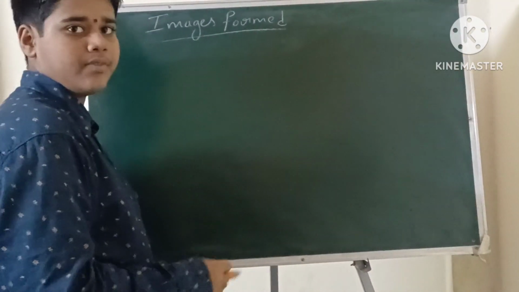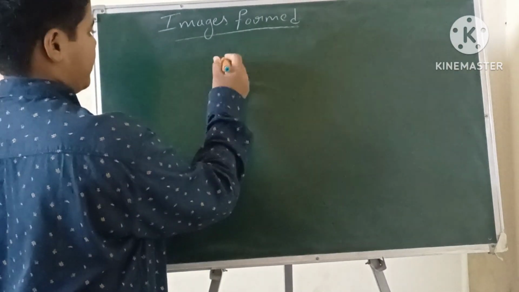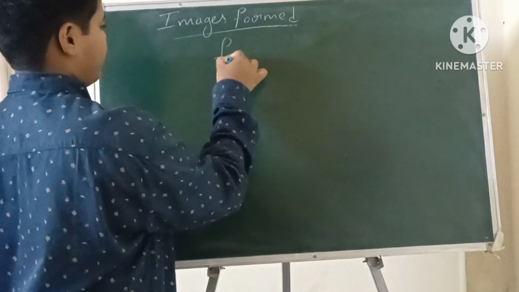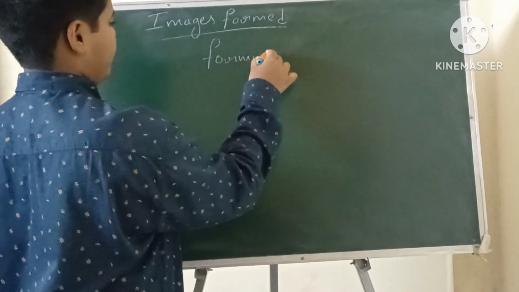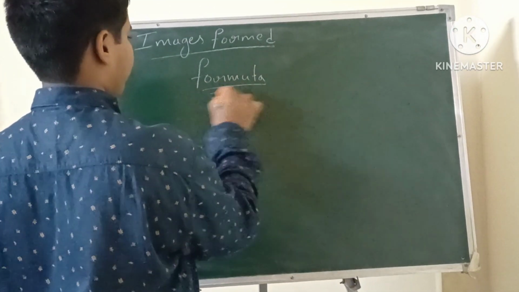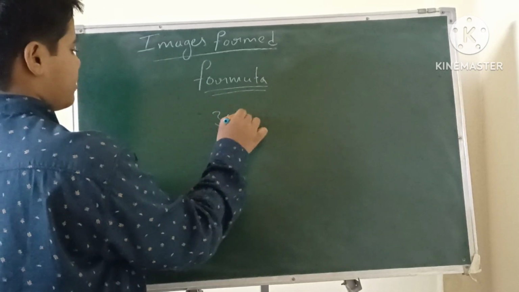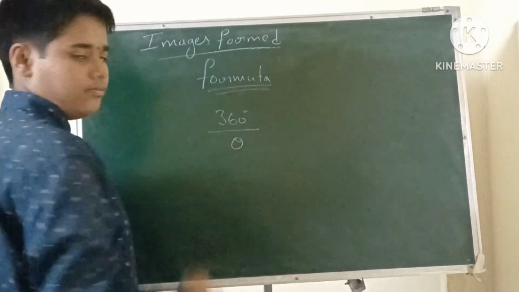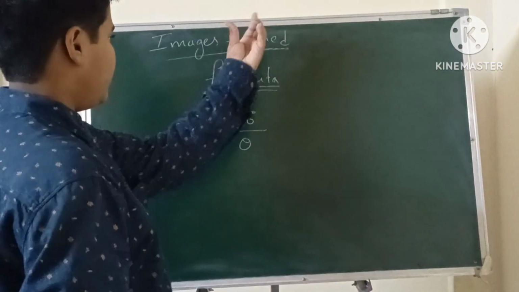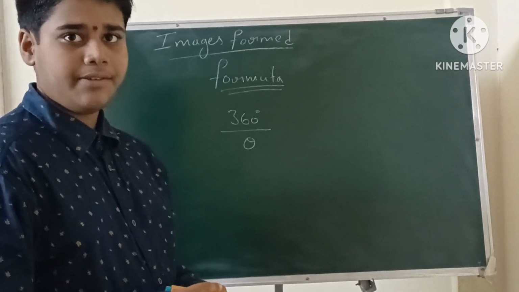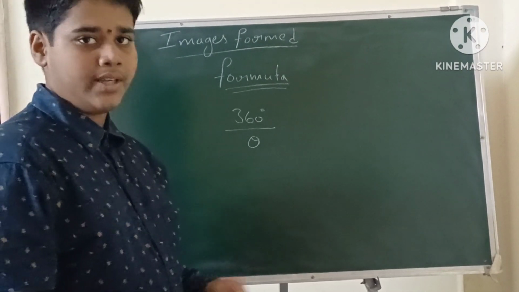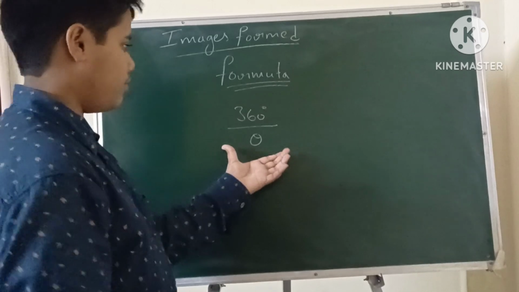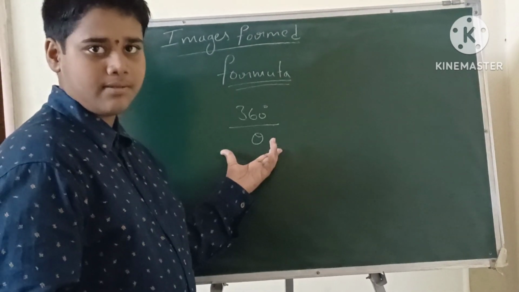Images formed. The formula for images formed is 360 degrees by theta. When two plane mirrors are inclined, we have to use this formula for finding images.